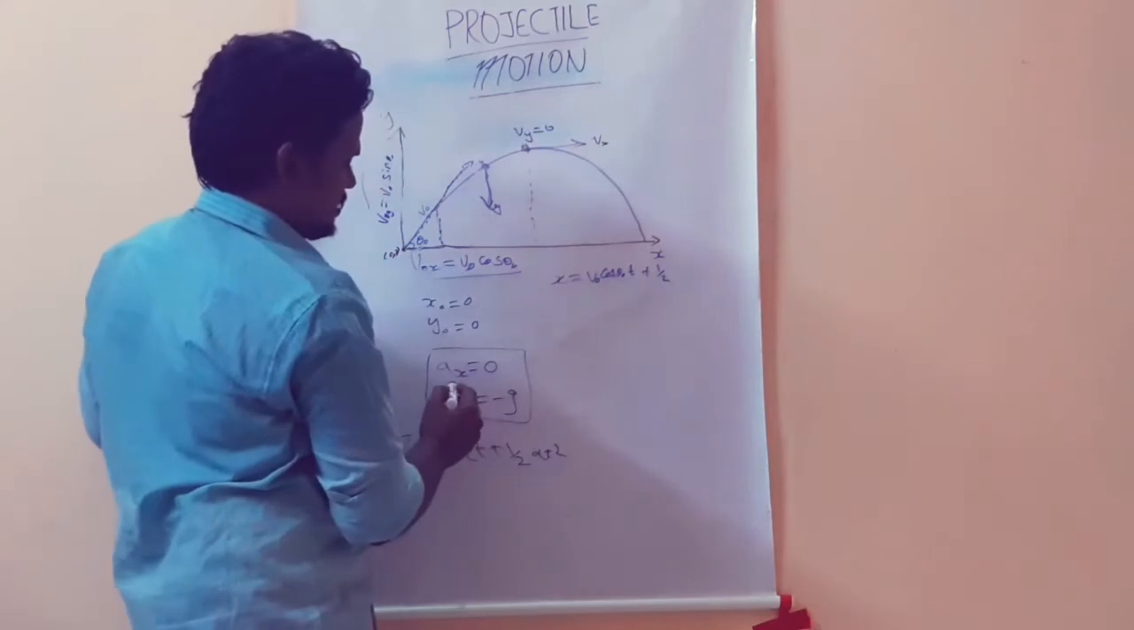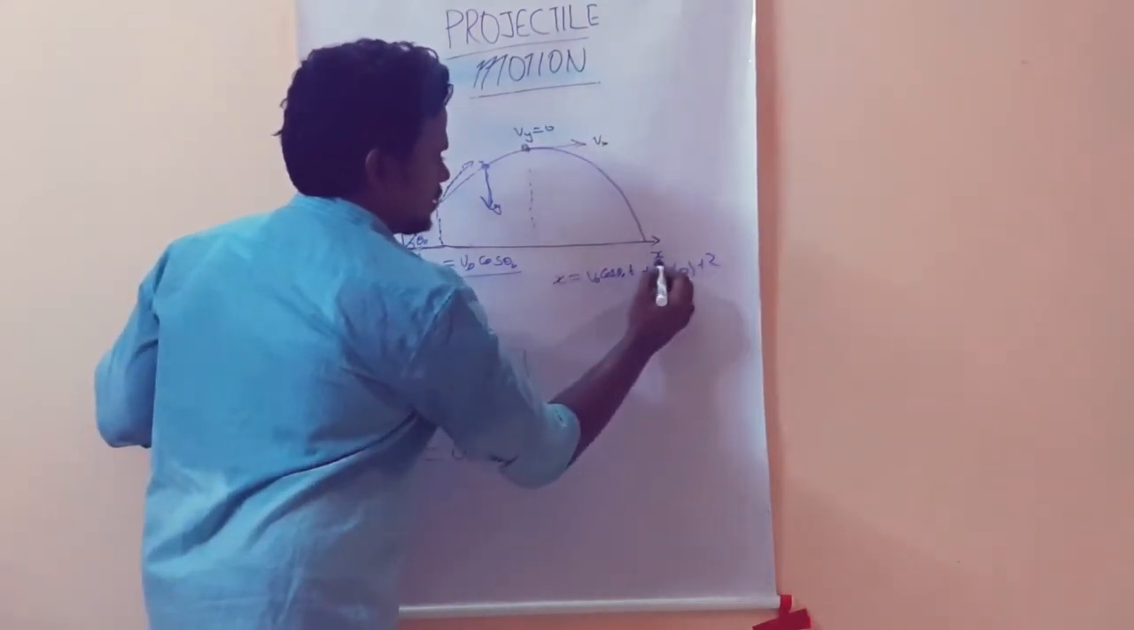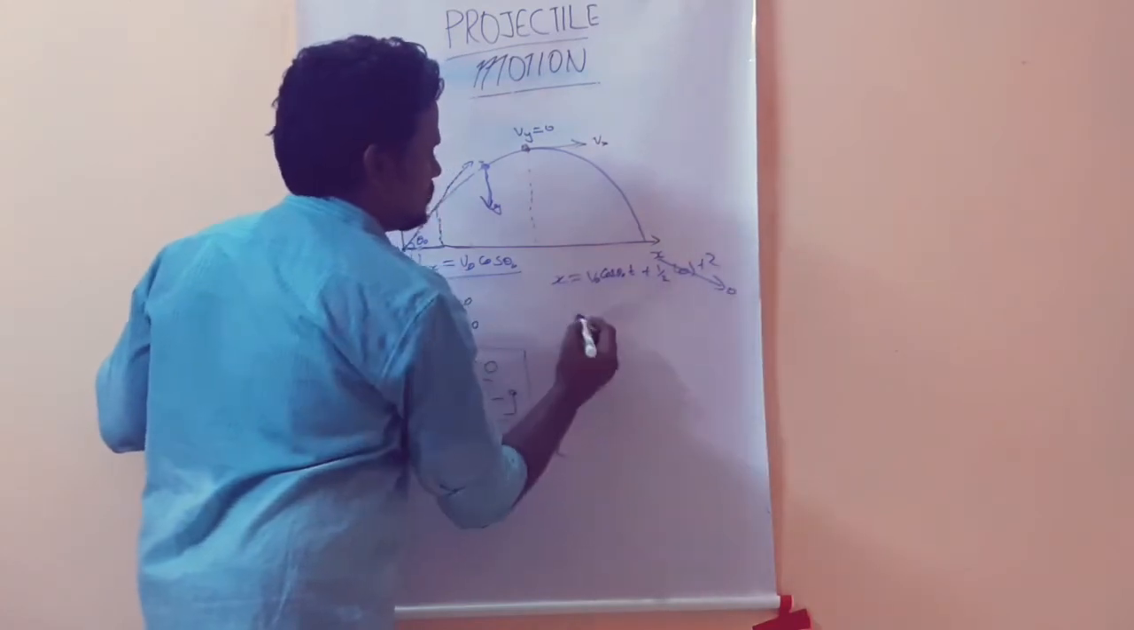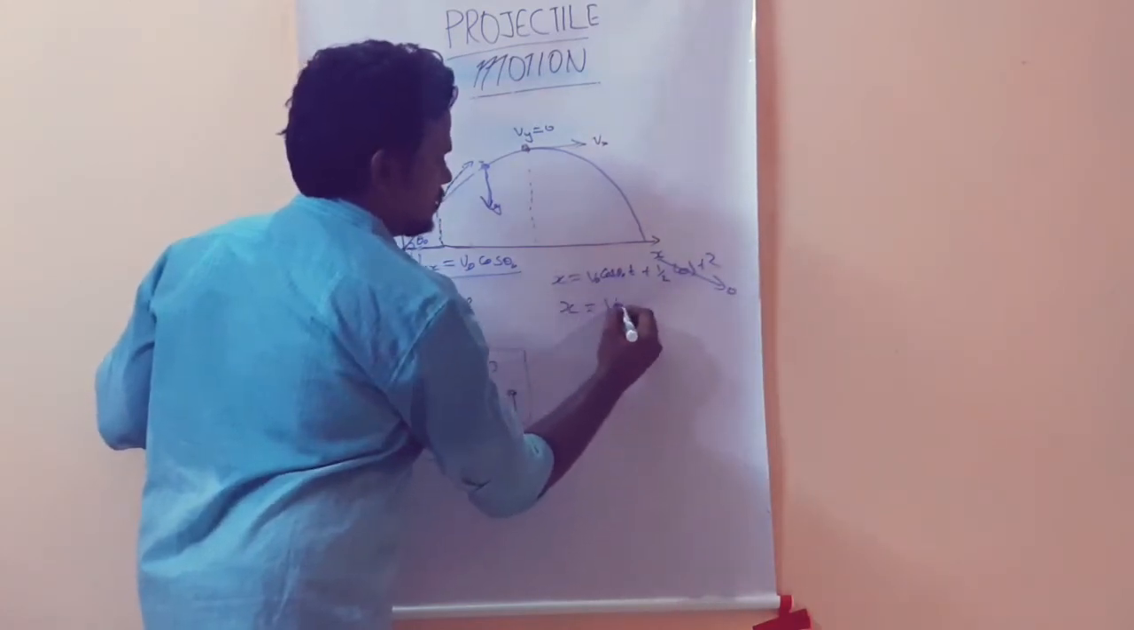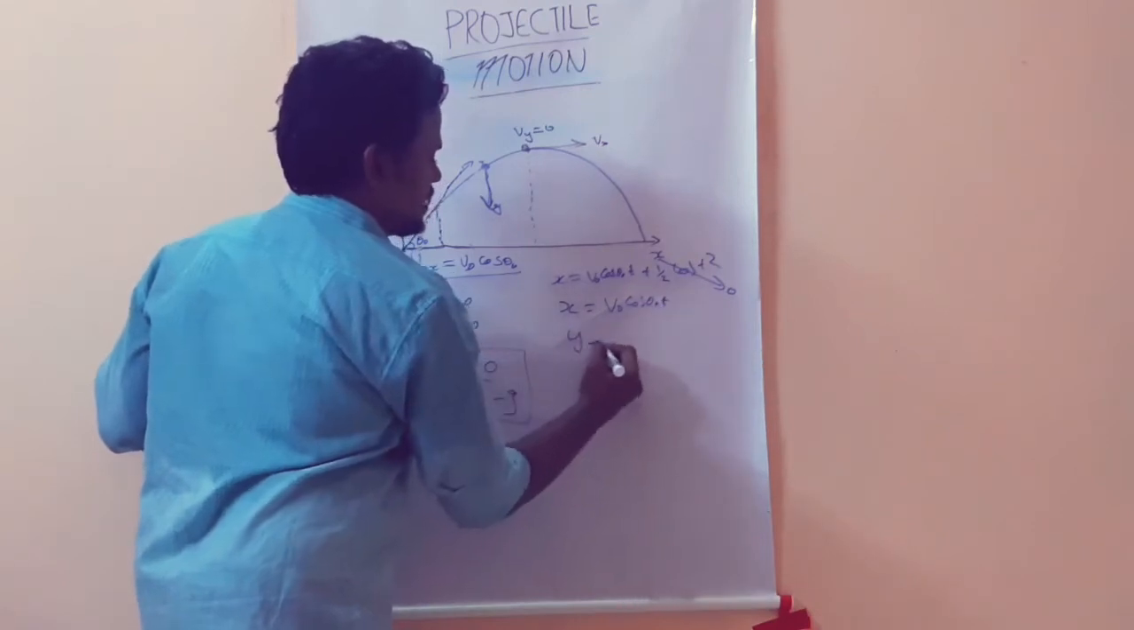Here the acceleration is 0, so I make it as 0 into t square. Therefore, if you multiply anything with 0, it will be 0. We will get x equal to v naught cos theta naught into t. And then we need to find y.